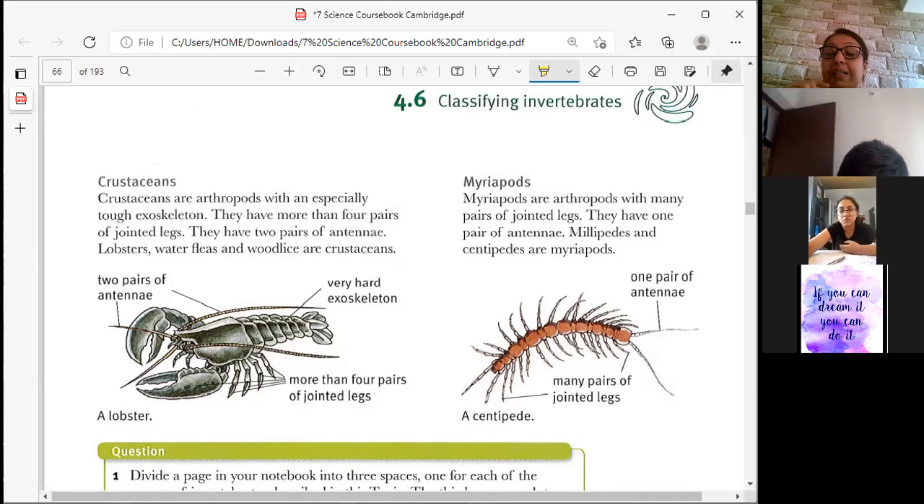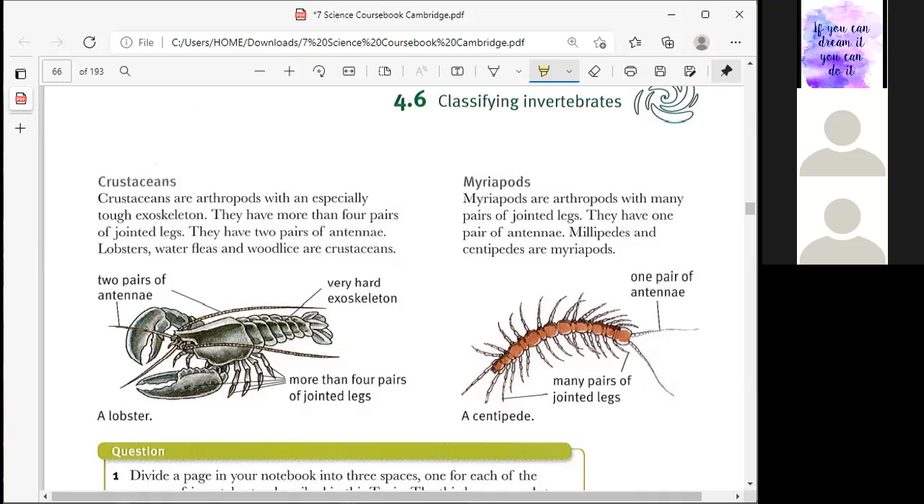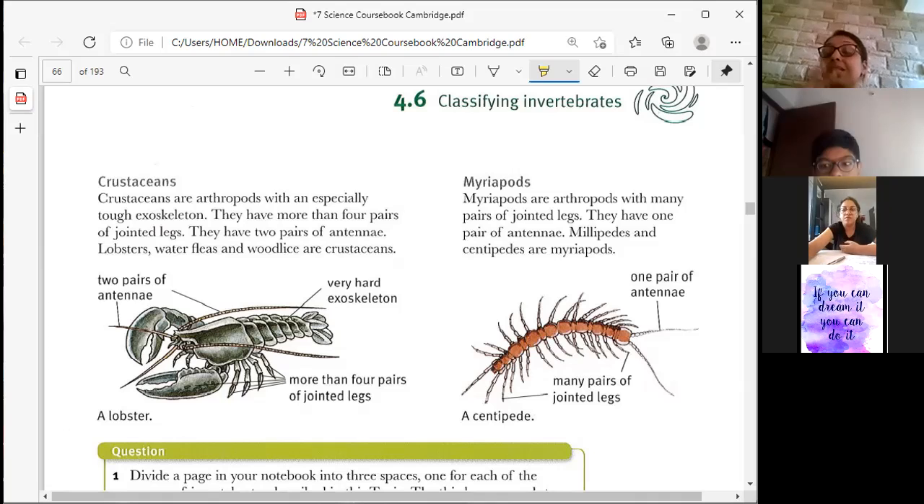Now here you can see, the hard part is outside, on the outside of the body. Can you see it? When you, for example, kill an insect, the outer part is harder. When you just smash it, the inner part you will see is soft. Yes or no? You getting me? This is the difference between exo and endoskeleton. Exo is outside is harder, and endo is inside is harder.